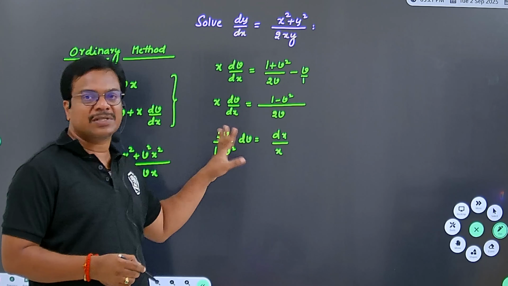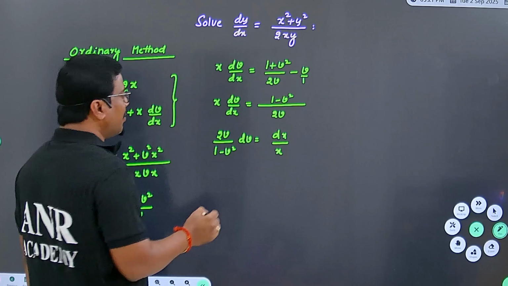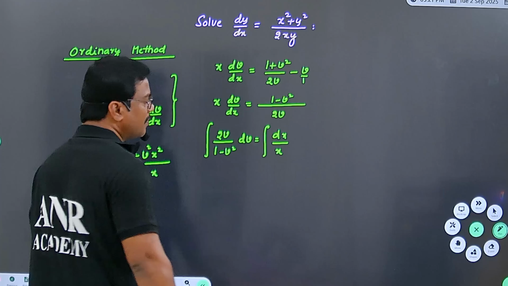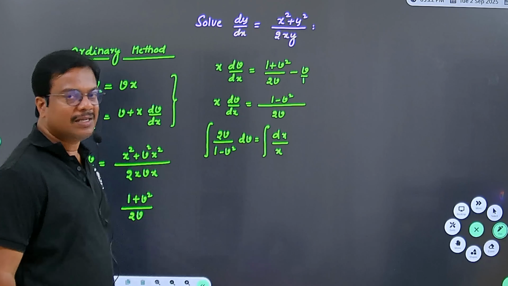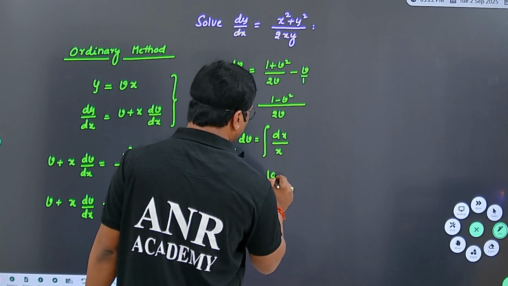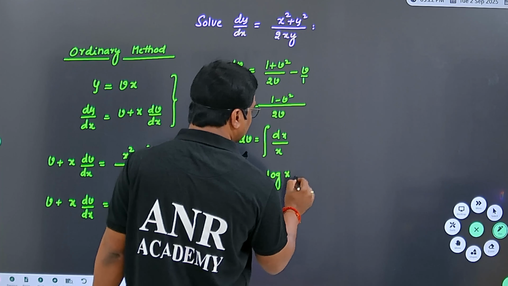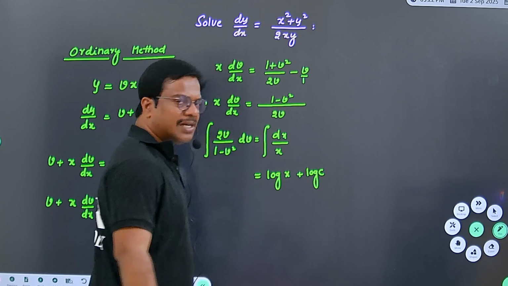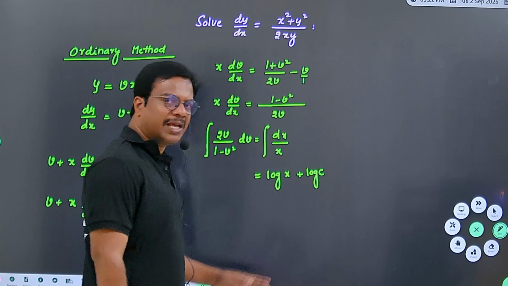x and v variables are separated, so now you can apply integration on both the sides. In the right part, integration of 1 by x is log x, plus the integral constant, I can write logarithm c also.